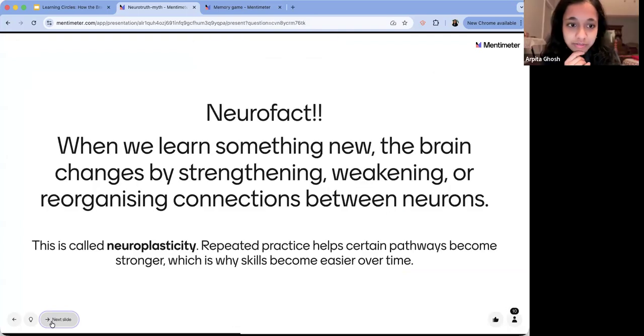So this is a neuro fact or a neuro truth because when we are learning something new, we do so by some connection strengthening or weakening, and then reorganization of the strength of the connections between the neurons. That happens through a process called neuroplasticity, and that's how we learn new information. When you practice something by repeating it several times, some pathways become stronger and some become weaker, and that's how you're able to learn new information. That's another very interesting concept and a big part of what we'll explore in the lectures and in the activity sessions.